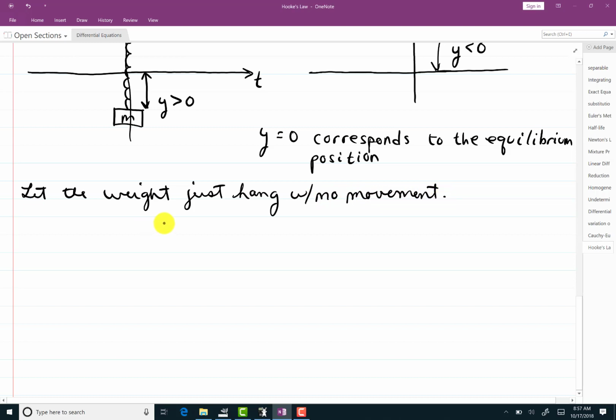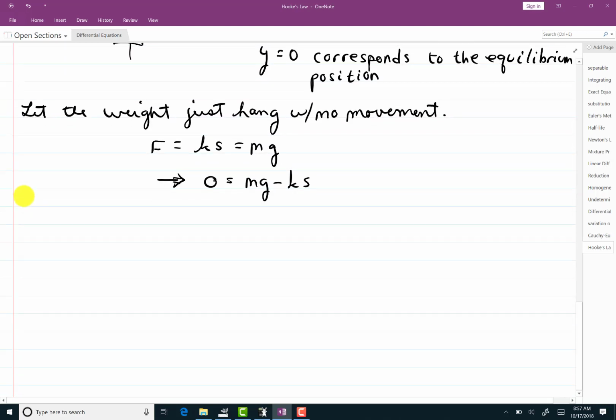Well, we have the one force that ignores any positive or negative. We know that the force that is trying to keep the object in place is k times s. This is equilibrium. However, we also know that if m is the mass of the object, the weight equals m times g. In other words, I have that 0 equals mg minus k times s. G is, of course, gravity. Now, g is considered positive in this case because downward is considered positive.